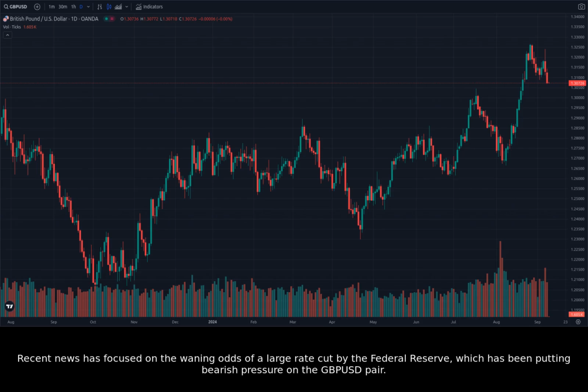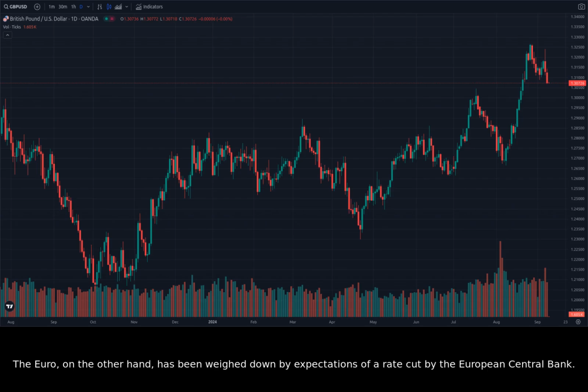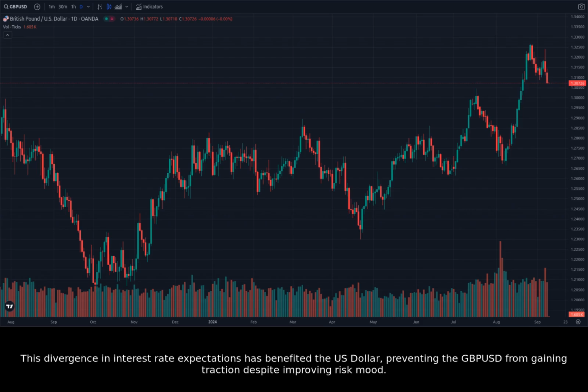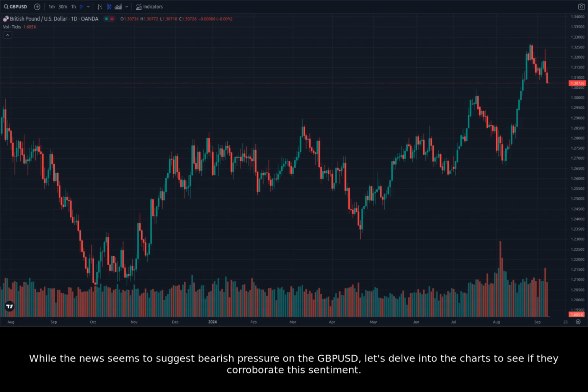First, let's take a look at the current news surrounding GBPUSD. Recent news has focused on the waning odds of a large rate cut by the Federal Reserve, which has been putting bearish pressure on the GBPUSD pair. The euro, on the other hand, has been weighed down by expectations of a rate cut by the European Central Bank. This divergence in interest rate expectations has benefited the US dollar, preventing the GBPUSD from gaining traction despite improving risk mood. While the news seems to suggest bearish pressure on the GBPUSD, let's delve into the charts to see if they corroborate this sentiment.